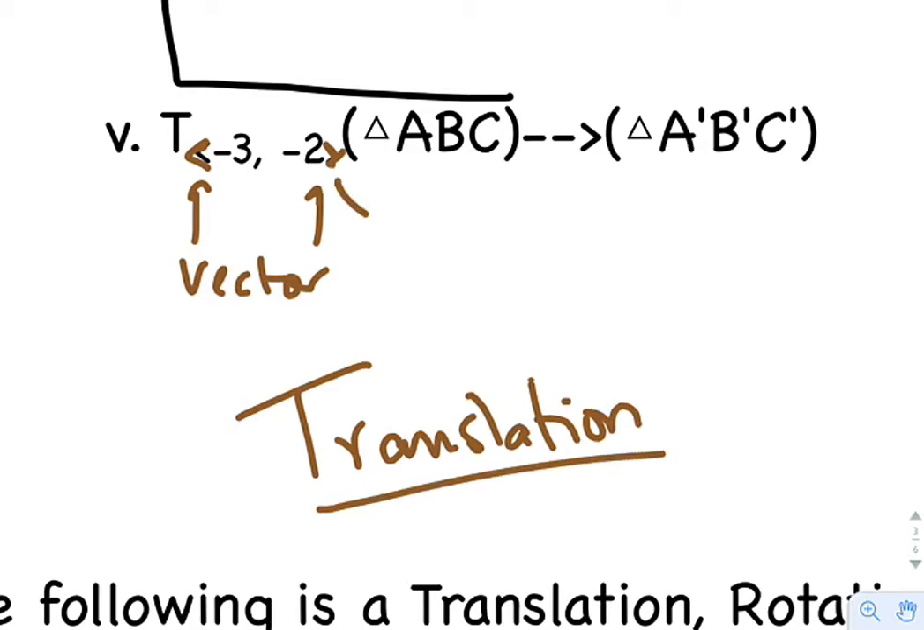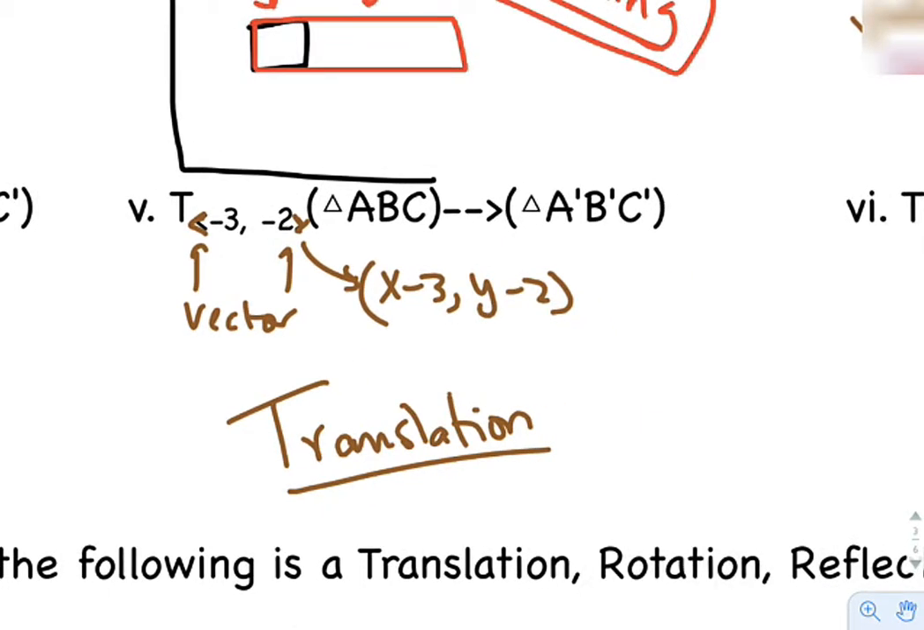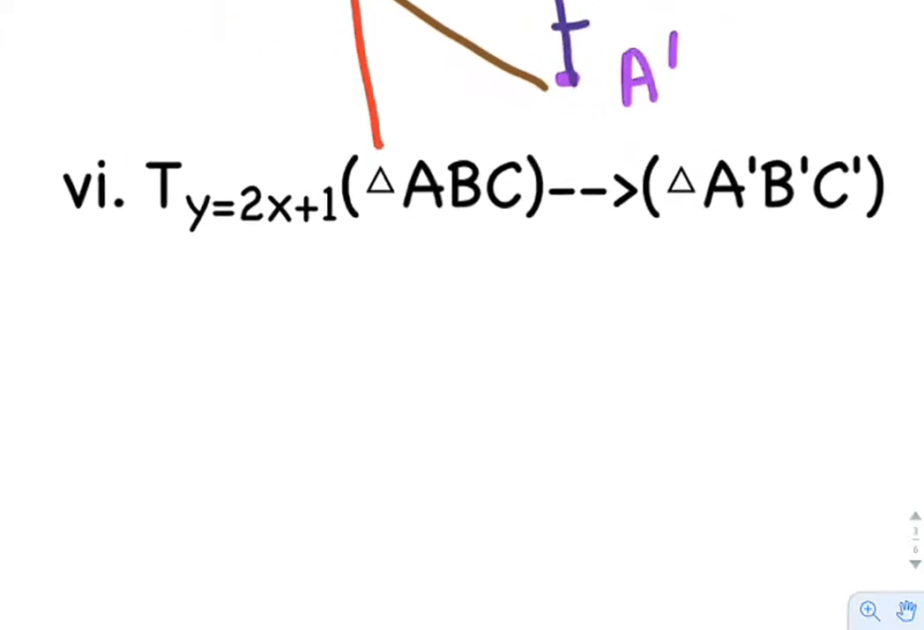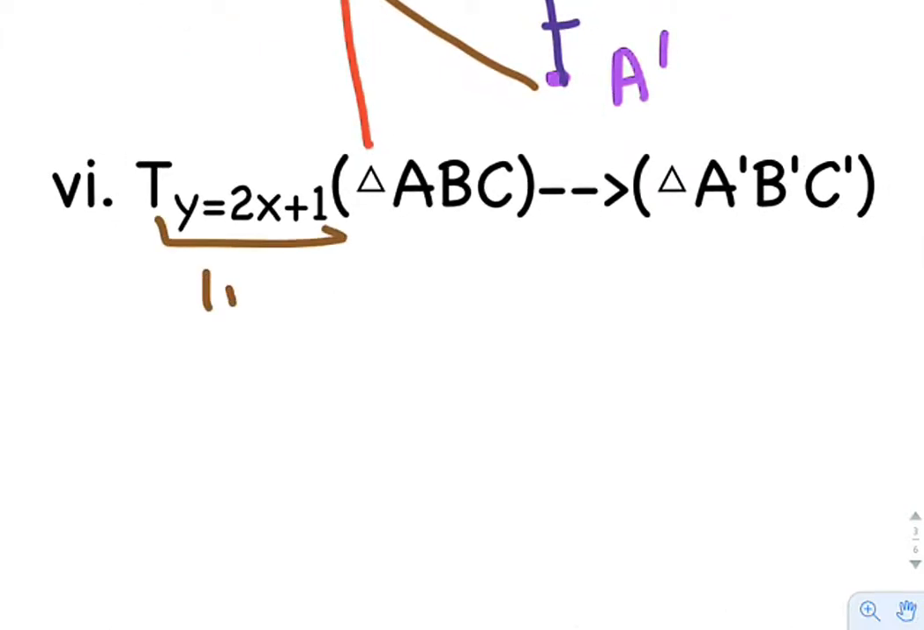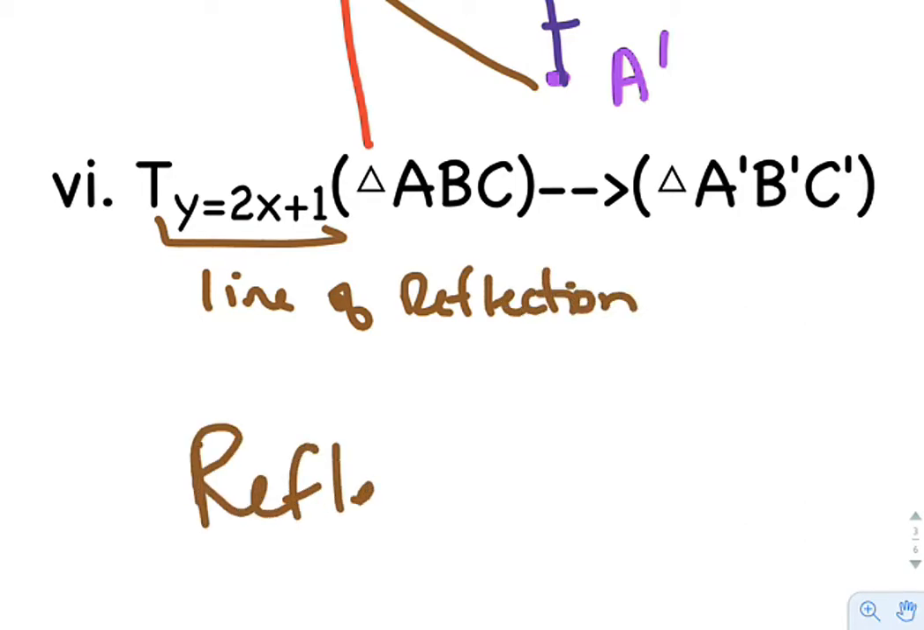Okay, so the way to interpret this would be x minus 3 and then y minus 2. That is a vector. That's algebraic form. That's definitely going to be a translation. So this is just a line. So this is going to be my line of reflection. So this is going to be definitely a reflection.